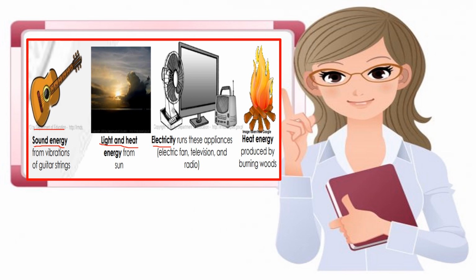Next, we have heat energy. Here we have firewood, which produces heat by burning wood. So those are examples of objects that use sound, light, electricity, and heat energy, children.